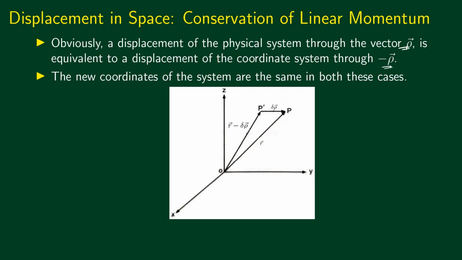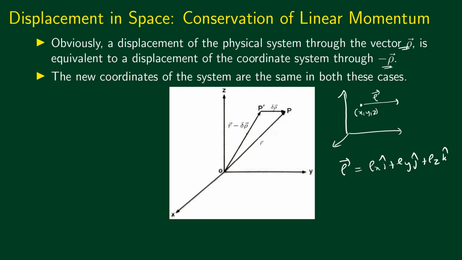Let me explain. First, let's look at the active viewpoint. In the active viewpoint, we have a coordinate system that is fixed. Let's write the amount of displacement as the vector rho, which is rho_x i hat plus rho_y j hat plus rho_z k hat. So initially, let's say that the system is at the position (x, y, z), and then it has been shifted by an amount rho vector.